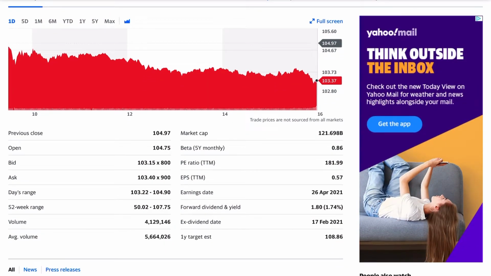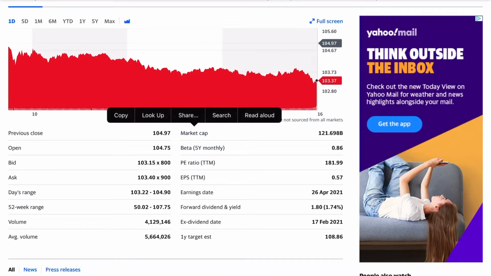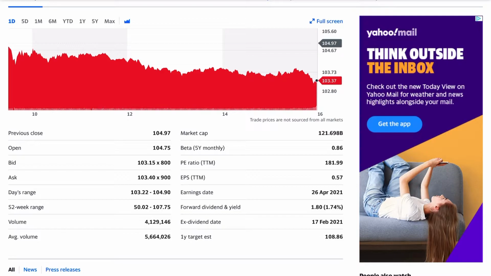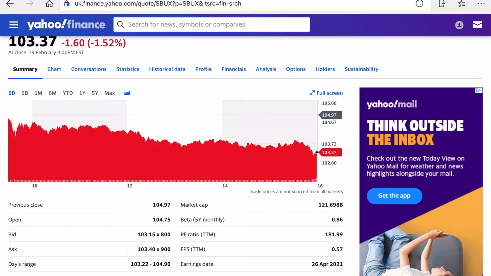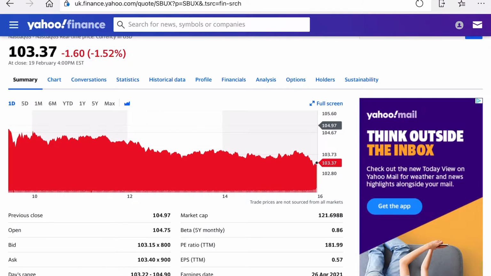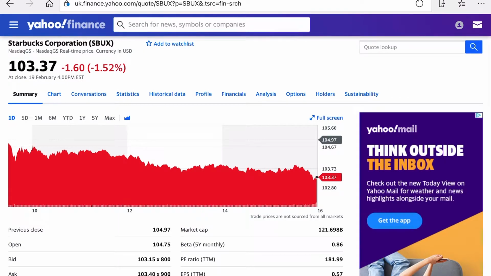I've mentioned market cap before. Starbucks has a market capitalization of 121 billion. And how do they come up with the market capitalization? Market capitalization is made up of the number of available shares the company has multiplied by the current market price. So it would be $103.37 multiplied by whatever the number of available shares would be. If you worked in reverse and divided the market cap by 103.37, you'd get the number of shares available.